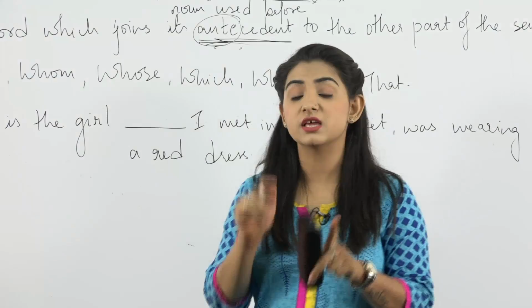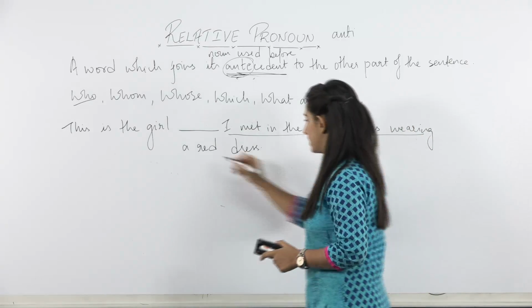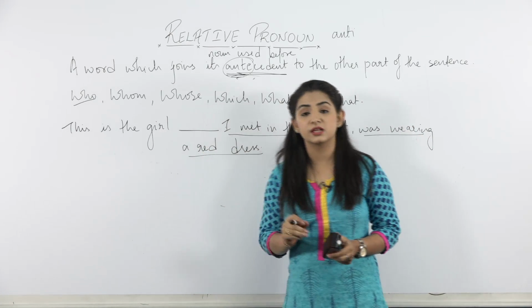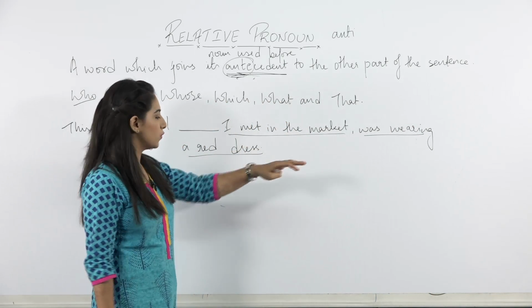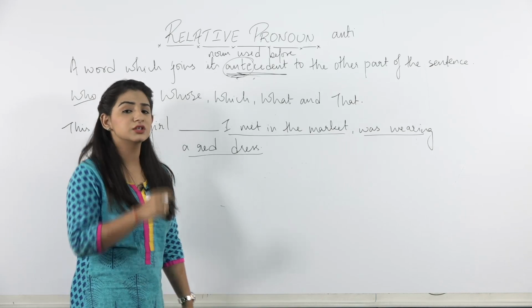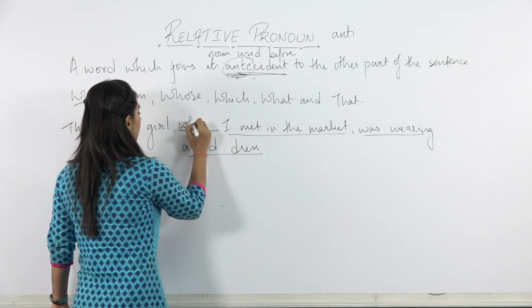Now here you can see we have combined both the sentences, I met in the market and was wearing a red dress. यहाँ पे आप देख सकते हैं कि हमने दोनों सेंटेंसेस को जोड़ दिया है. पहला क्या है? आई मेट इन द मार्केट, और दूसरा क्या है? वॉज वेयरिंग अ रेड ड्रेस. इस कंडीशन में आप क्या यूज़ करेंगे? What will you use in this condition? You will use whom here.